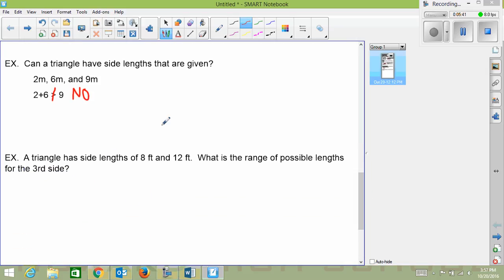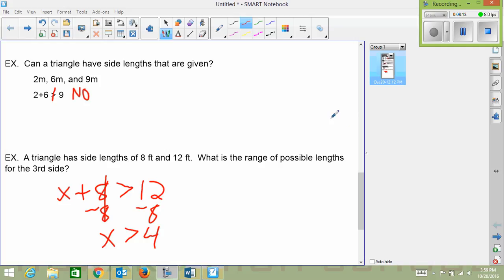How about this one? A triangle has side lengths of 8 feet and 12 feet. What is the range of possible lengths for the third side? Okay, so I'm going to have to do some work here. So whatever the third side is, plus 8, has to be greater than 12. So if I solve this, x is greater than 4. So there's part of my answer.